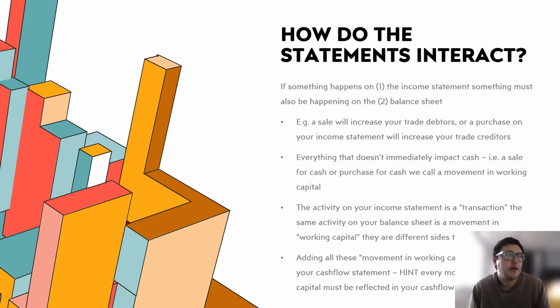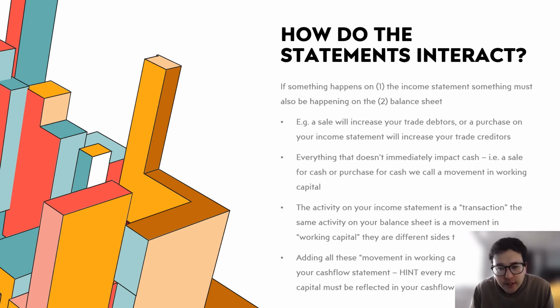Well, I covered this a little bit, but I've written here, if something happens on 1, the income statement, something must also be happening on 2, the balance sheet. E.g., a sale will increase your trade debtors. So a sale on the income statement increases your trade debtors balance on the balance sheet, or a purchase on your income statement, so you've gone out and bought something, will also increase your trade creditors because you'll owe someone more money.